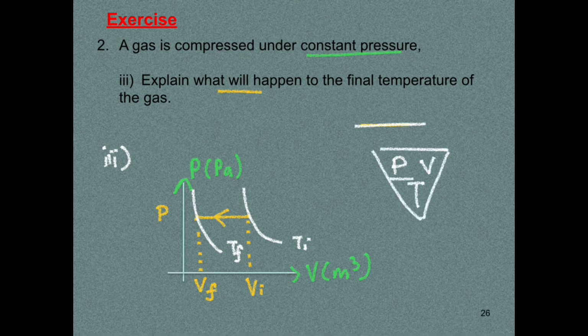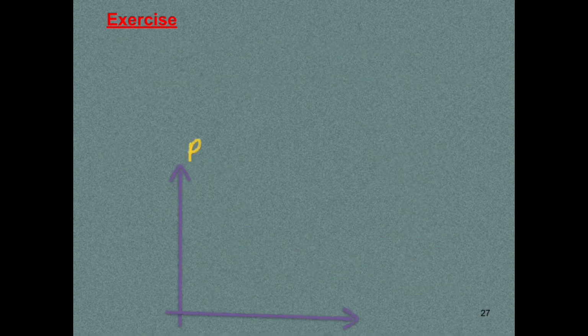So from the triangle, where PVT, since it is a constant pressure, we have V over T, where it is an isobaric process, or Charles's law, V1 over T1 equals V2 over T2, or V is directly proportional to temperature. So as V is decreasing, that means the final temperature also will be decreasing.